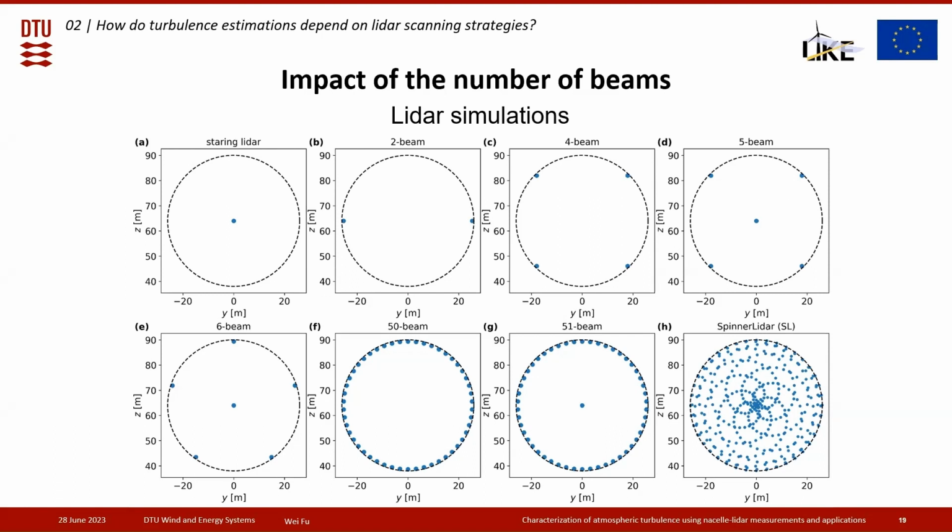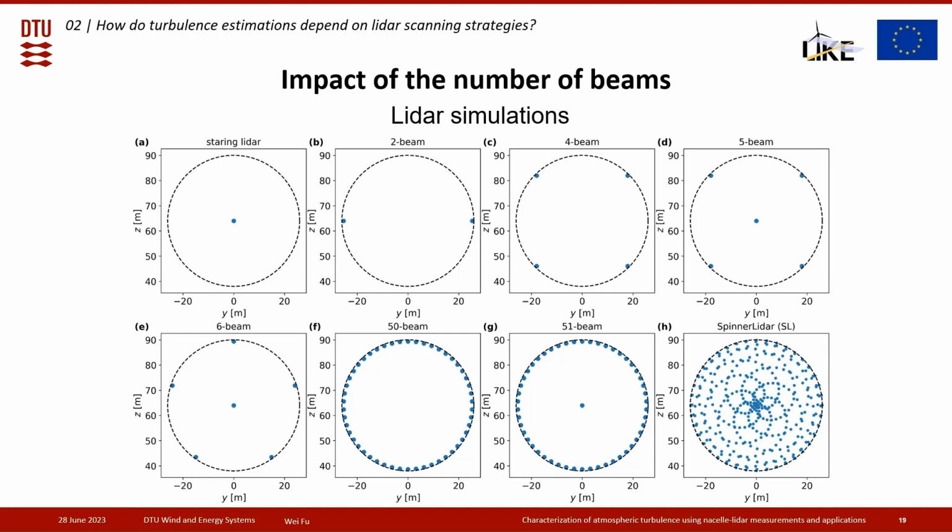Here, we consider more scanning patterns, more LiDARs. We have our staring LiDAR with 1 beam. We have 2, 4, 5 beam LiDAR, and the 6 beam LiDAR has 5 beams forming a scanning core, and we have a central beam. We have a 50 beam LiDAR doing a circular scan, and we have a 51 beam LiDAR which also has a central beam in the middle, and finally our spinner LiDAR.